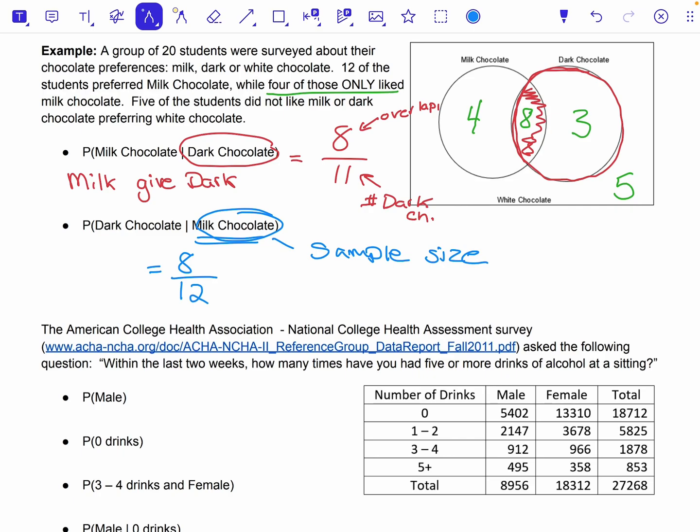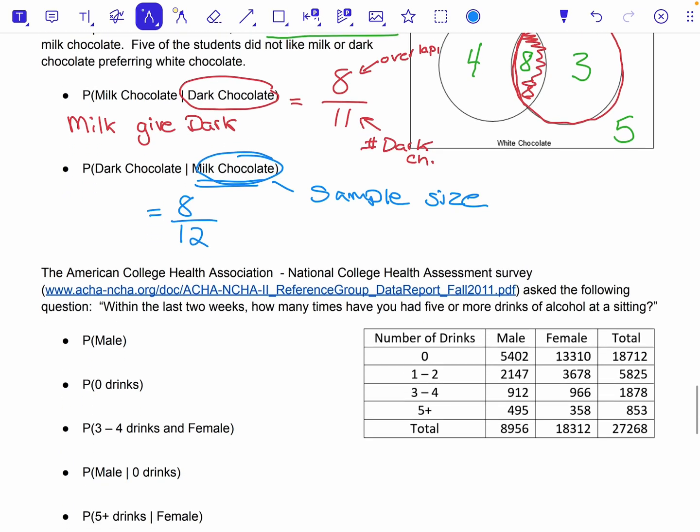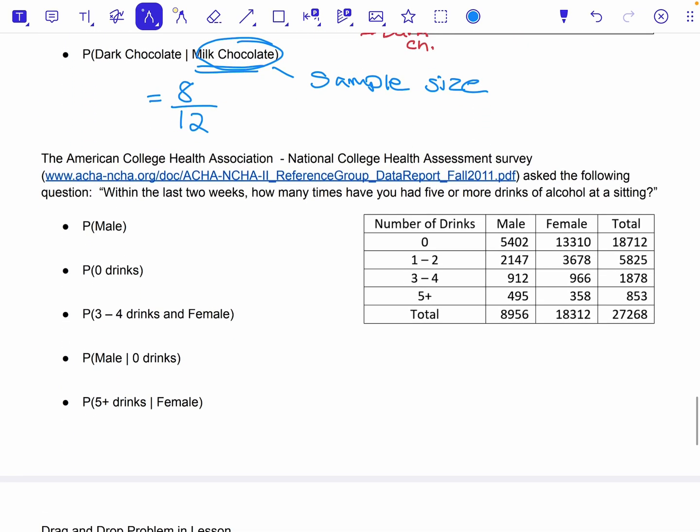All right, so let's look at another diagram, and in this one we're just going to put together all our probability methods in one question. The American College Health Association asked the following question: within the last 2 weeks, how many times have you had 5 or more drinks of alcohol at a sitting? And so you'll see the number of drinks and then classified by gender, male or female. And I know they didn't give a non-gendered option. This was an older survey.